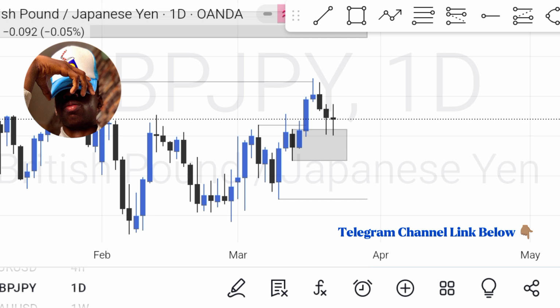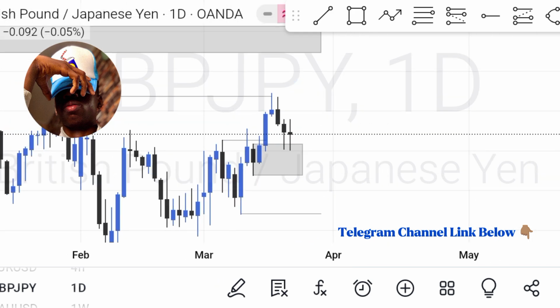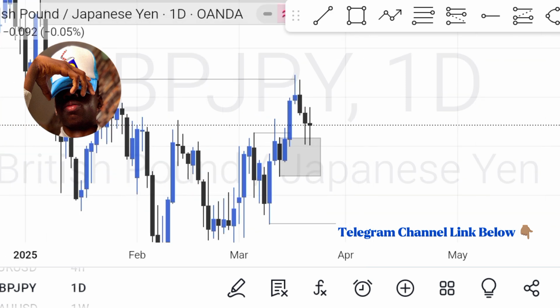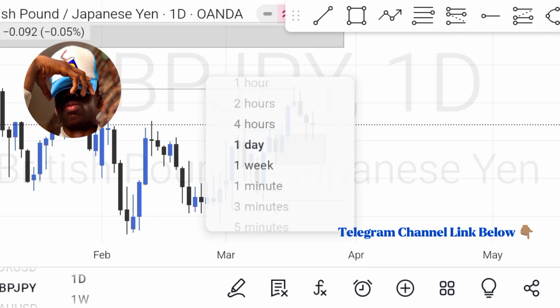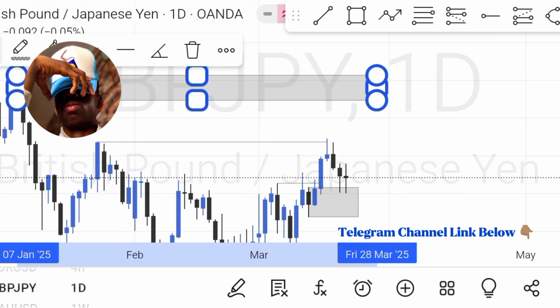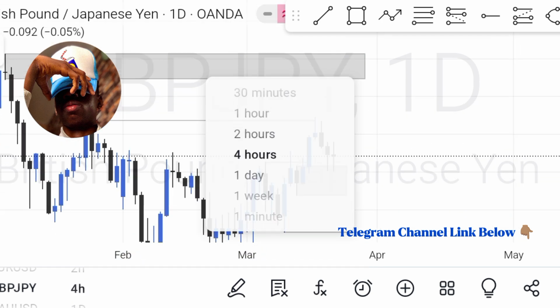So I've hit a demand zone. Let's see what we are currently in the demand zone, and what this holds for us. First of all, let me put that to the daily, so that when my chart is rough, I just want it to disappear.